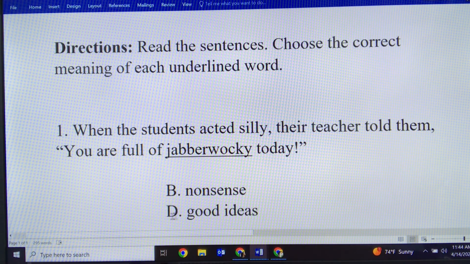And choice D is good ideas. So you are full of good ideas today.